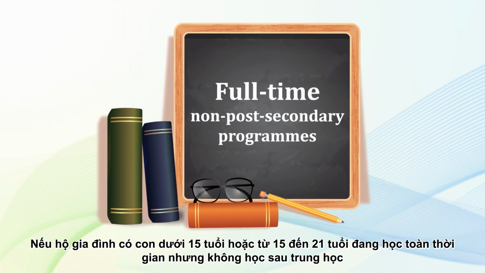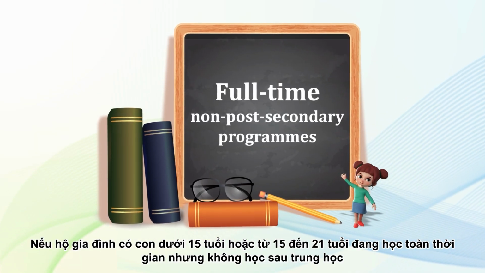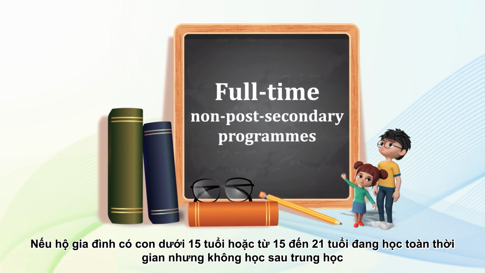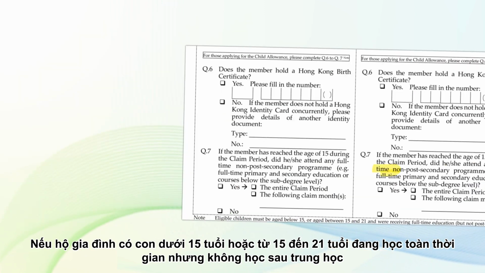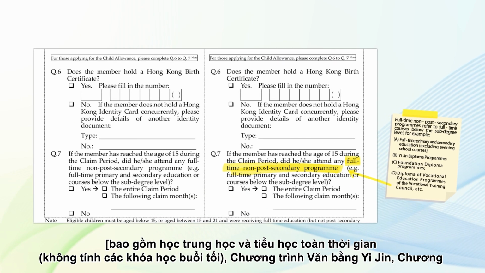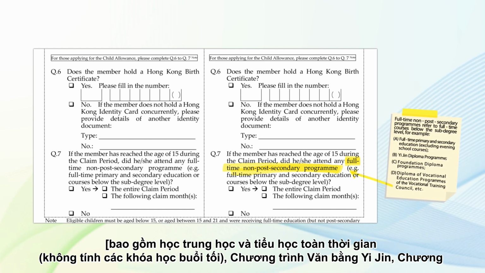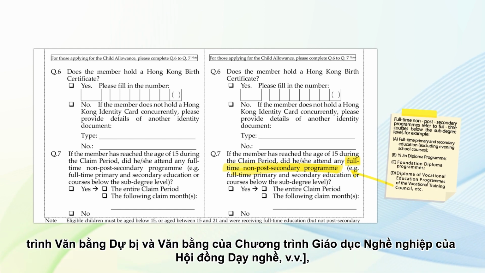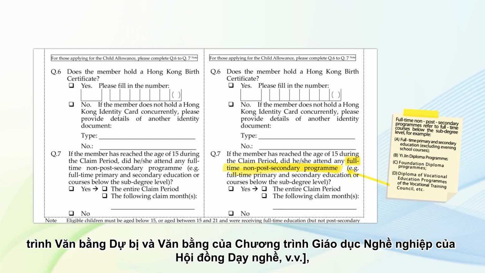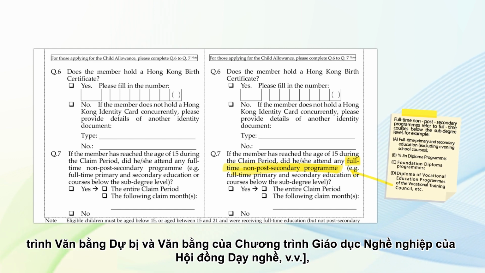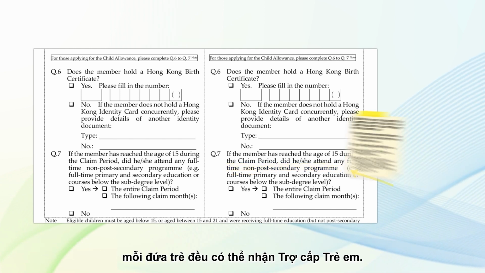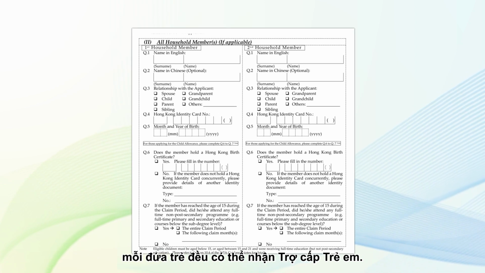If the household has a child aged below 15 or aged between 15 and 21 receiving full-time non-post-secondary education, including full-time secondary and primary school, excluding evening school courses, EGEN diploma program, Foundation Diploma Programs, and Diploma of Vocational Education Programs of the Vocational Training Council, etc. Each child may also receive a child allowance.